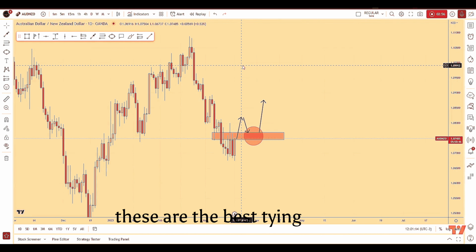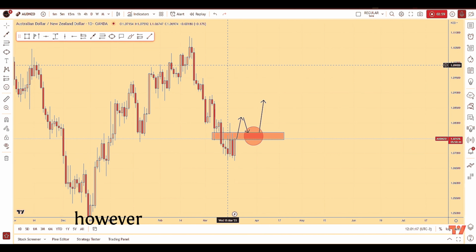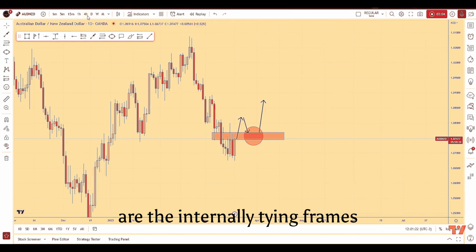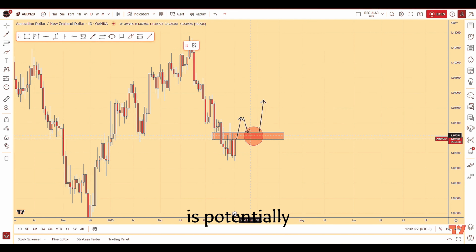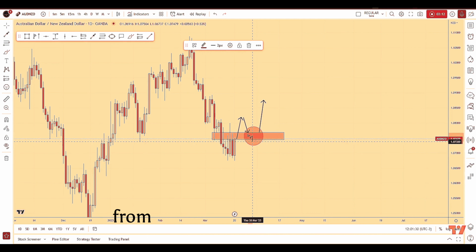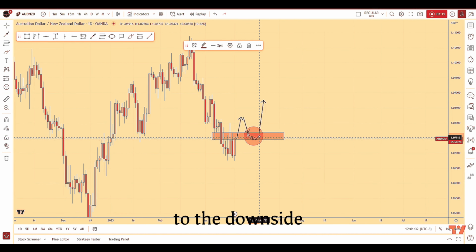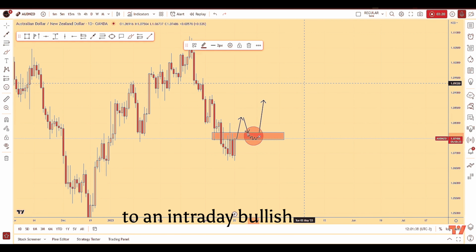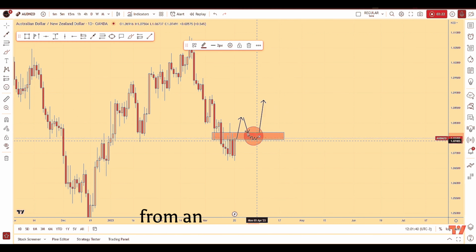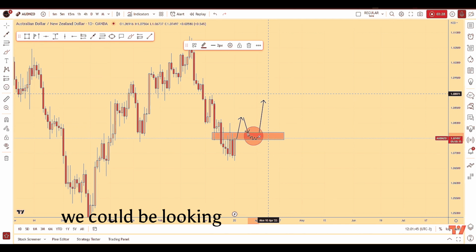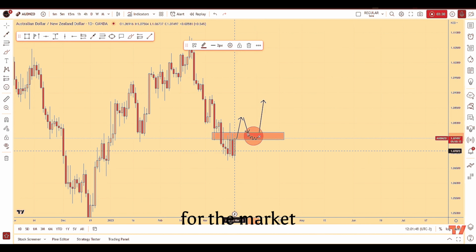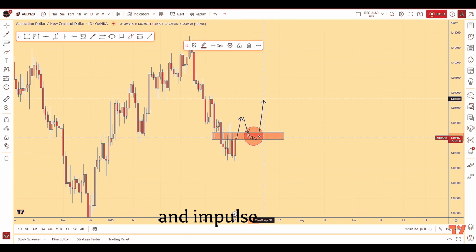The monthly, weekly, those are the best time frames from a directional perspective. However, when it comes to confirmations and entries, the best time frames are the intraday time frames, so 4-hour and lower. Therefore, what we could be doing, potentially also with students, is monitoring price action from an intraday perspective during this move to the downside, waiting for the market to shift from an intraday bearish market as we would have to an intraday bullish market. And if the market would shift from an intraday bearish to bullish market and provide to us one of our valid entries, at that point we could be looking for a potential rejection to the upside for the market to complete this impulse correction and impulse pattern to the upside.